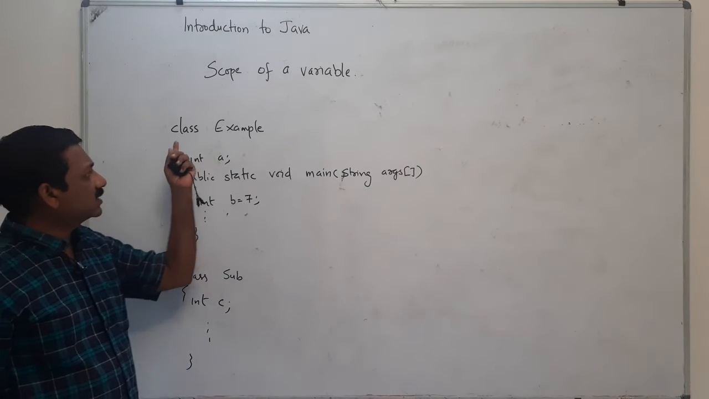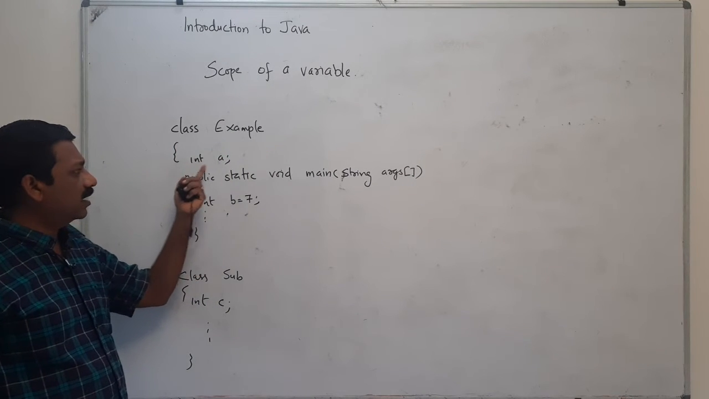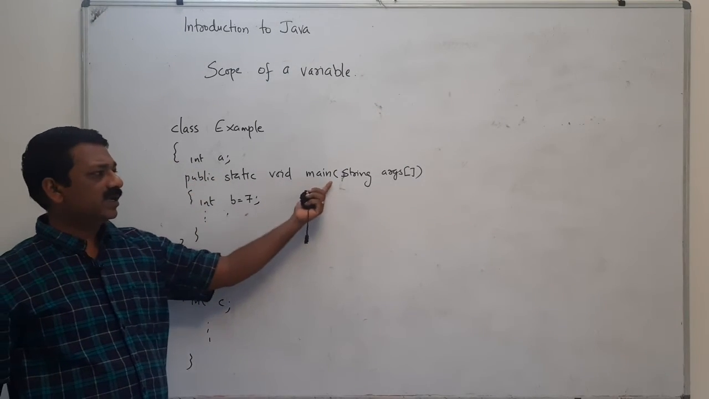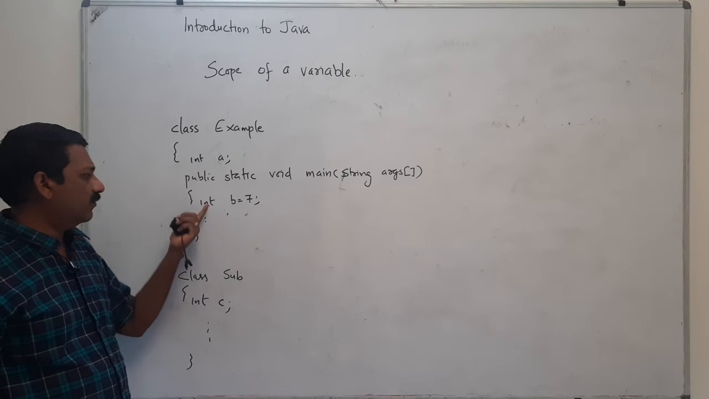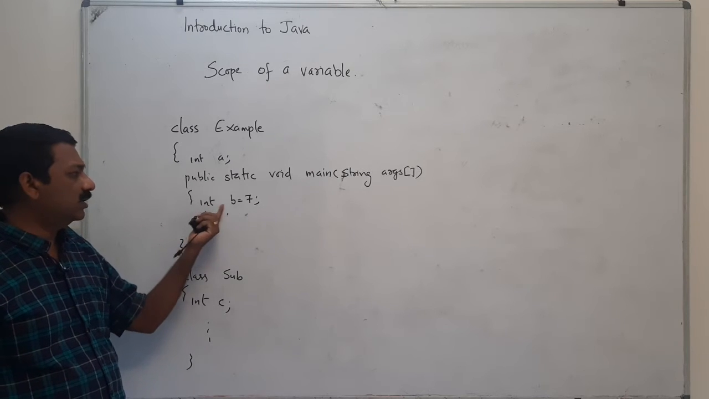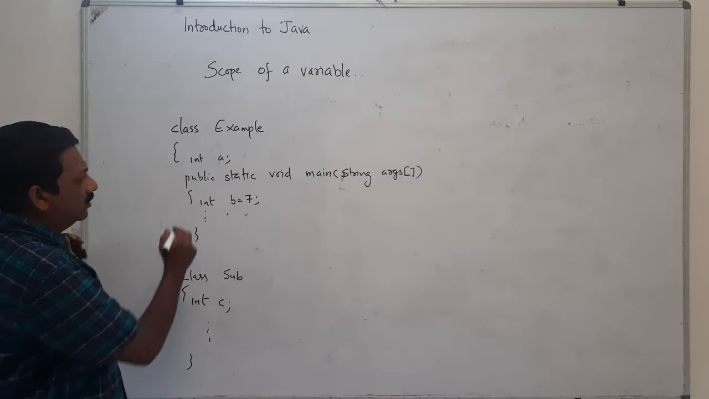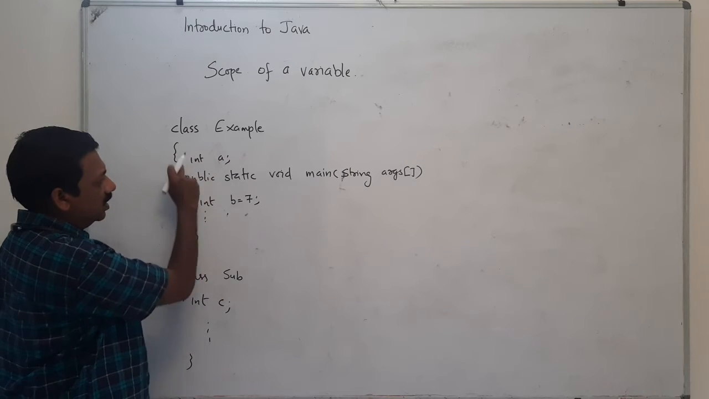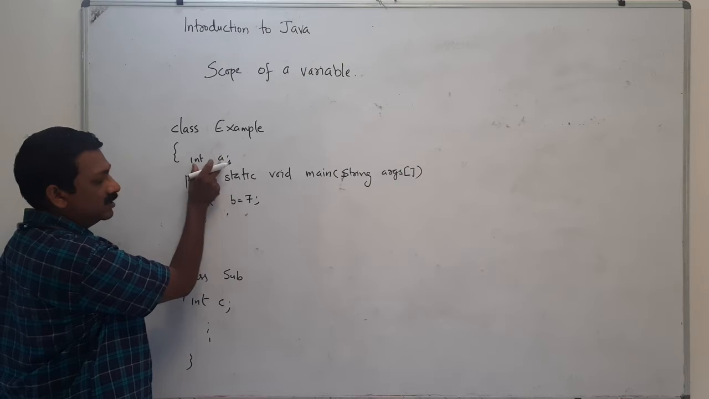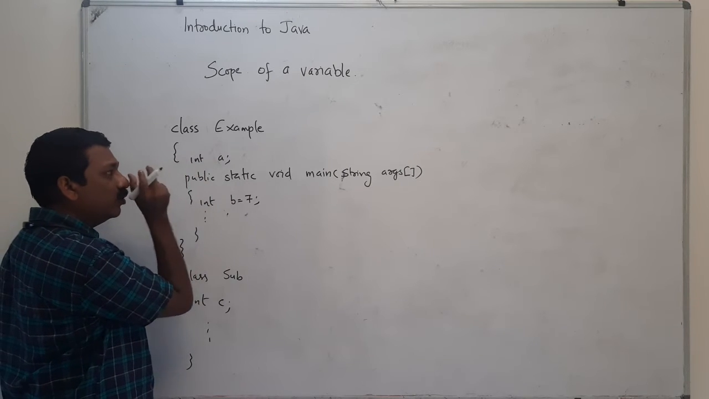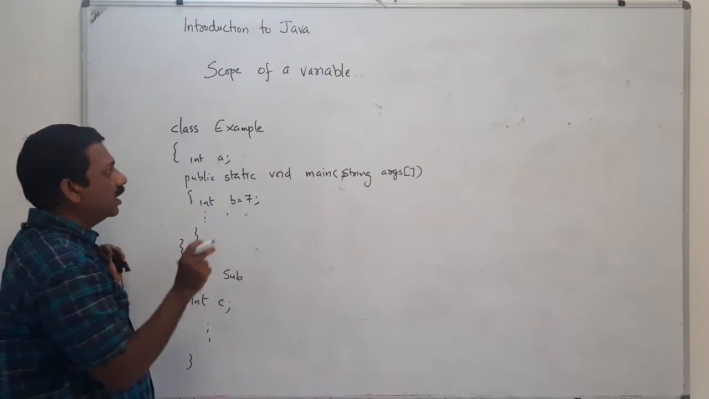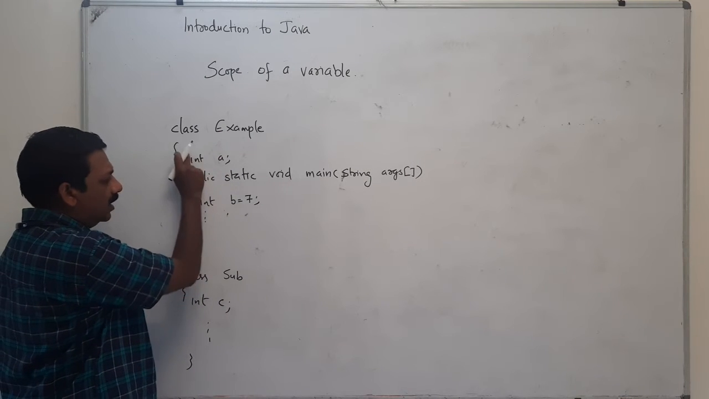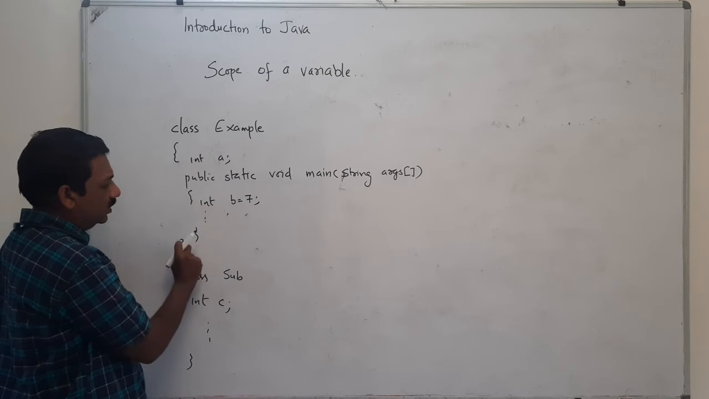Say, here in this example, class example, here I have defined a variable a, and we have a public static void main. Inside that, I have defined a variable b, int b equal to 7. Now, this int a, the scope of this is limited to this class. That means every object you are creating from this example is having a variable a, and the scope of the variable is through the entire object.